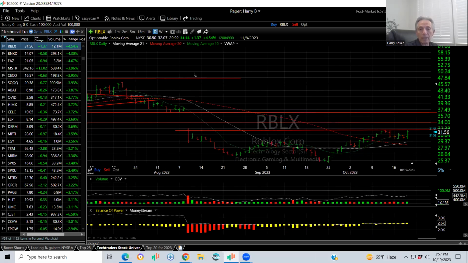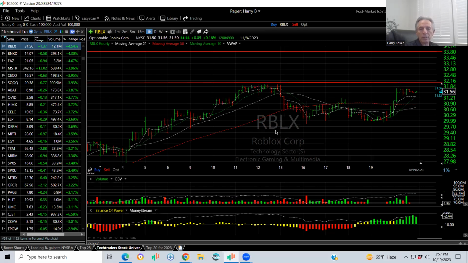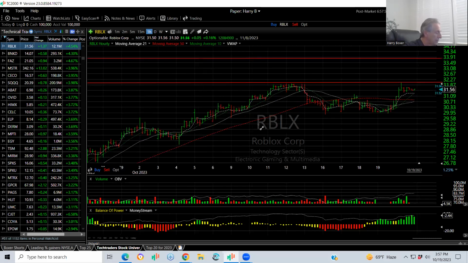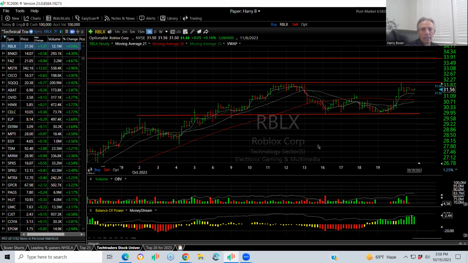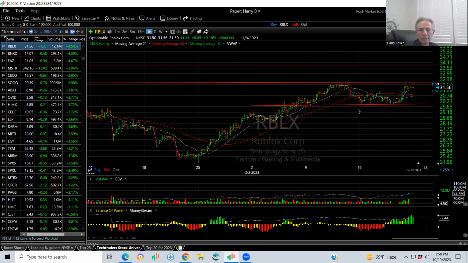Where would I stop it? Well, if you look at an hourly chart, you'll see right across here, it's a key support level. Do not let Roblox go below 29.90. Okay. We want to see it pop 32 and run up to 34 and 36.5, but on the downside, support is at 30.75 into the moving averages, and then price support at 29.95. If it gets below that, look out.